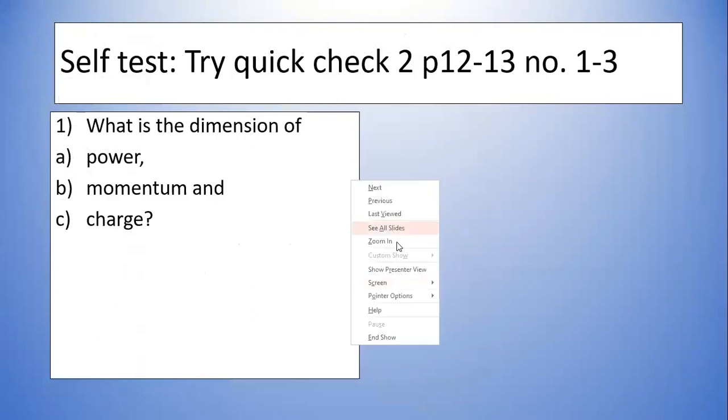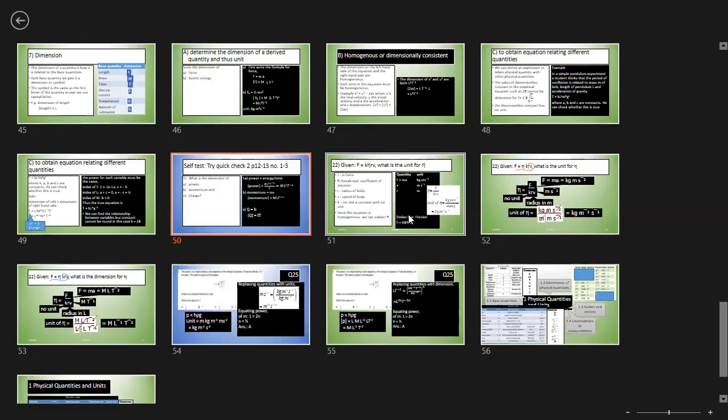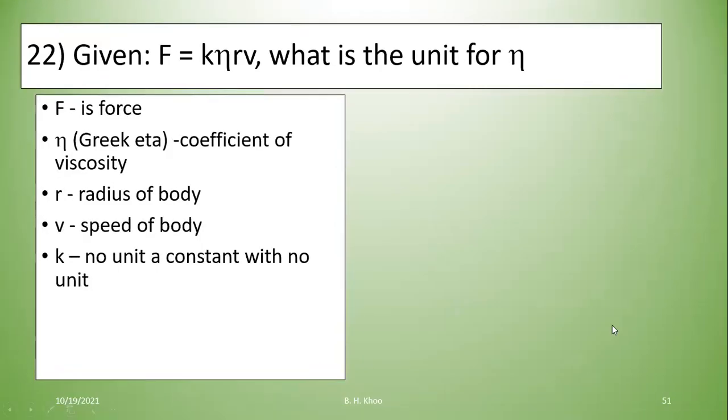Okay, and try the others. Okay, and try one or two questions before we stop. Given F equals K eta R V, what is the unit of eta?